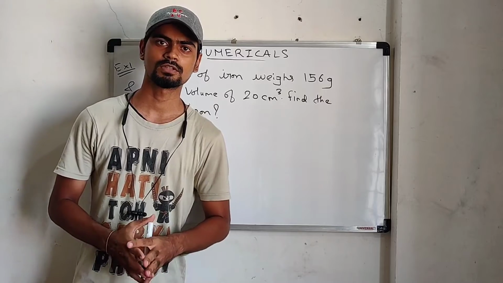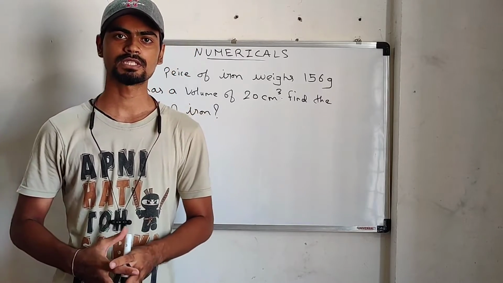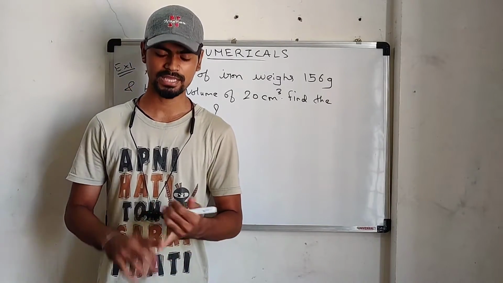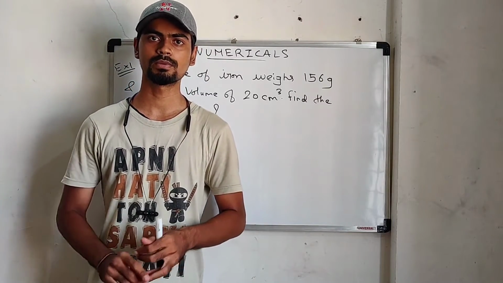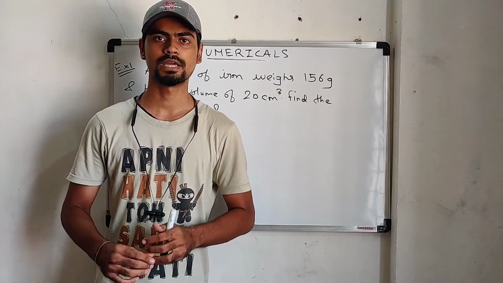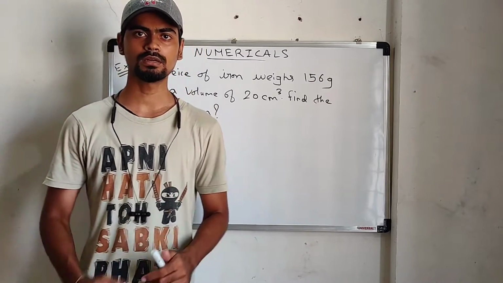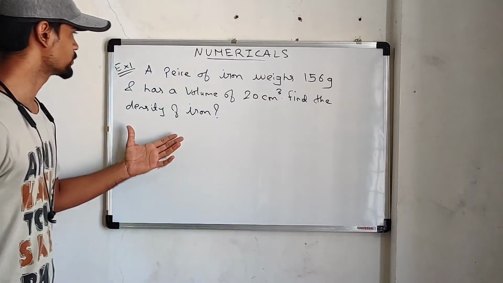This lecture is for class 7, and in the previous lecture we discussed the topics density and speed. Now in this lecture we are going to discuss the numericals related to density and speed. So let us look at the first sum. Here is the question.